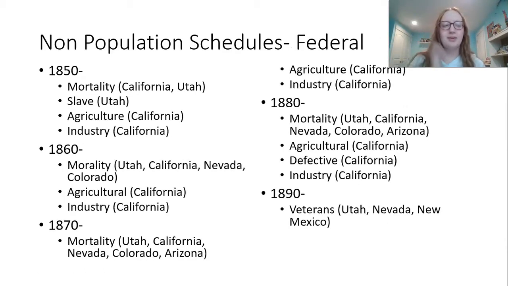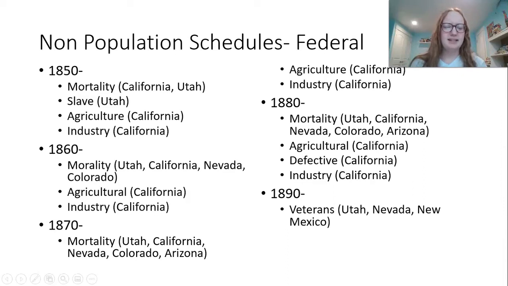Next are the non-population schedules. With these, you're not going to find your ancestor and their family and all their names and the stuff about them. These ones are special. Like the agricultural schedule or the industry, the mortality, the slave, these are all different types of non-population schedules. They were only taken from 1850 to 1890 for the most part, and not every state participated in each of them. This is just a listing of the different years, what ones were included and which states participated.